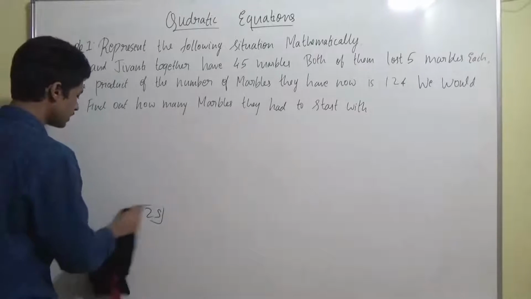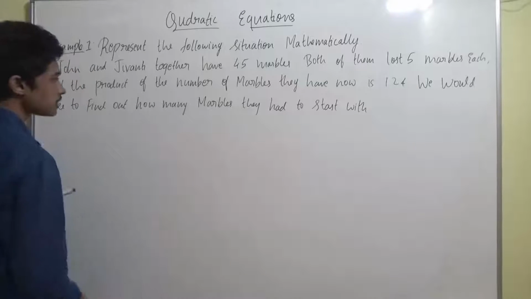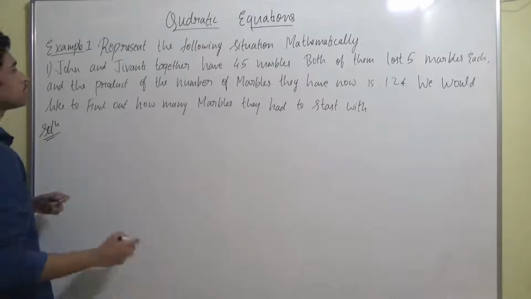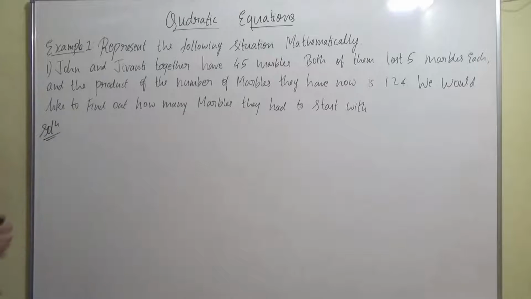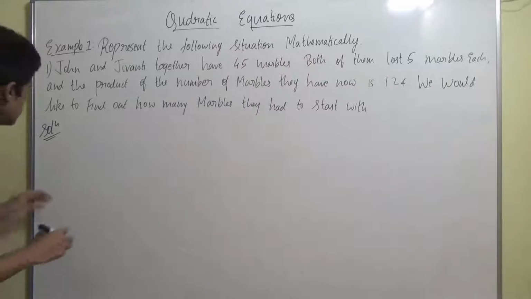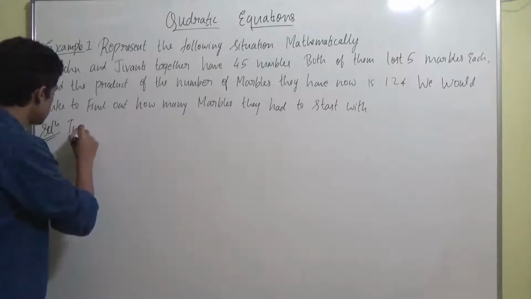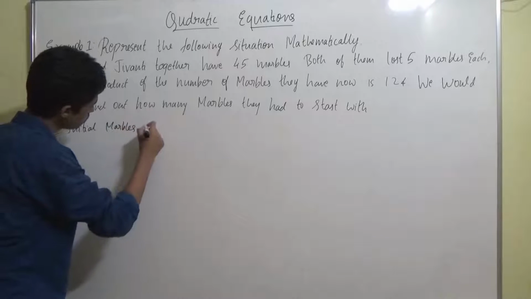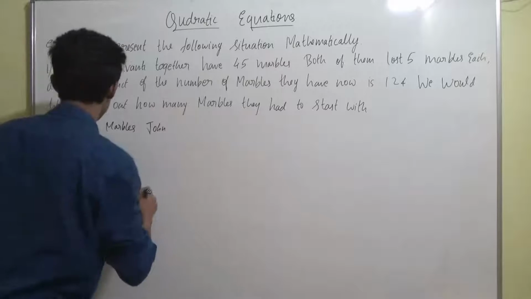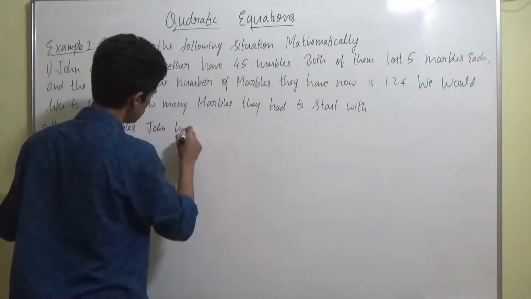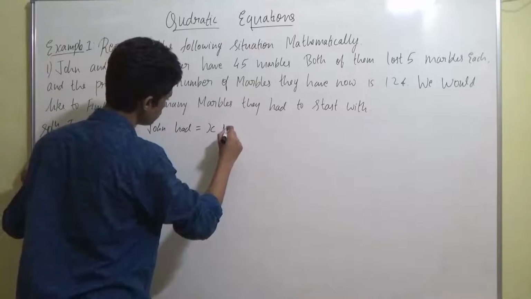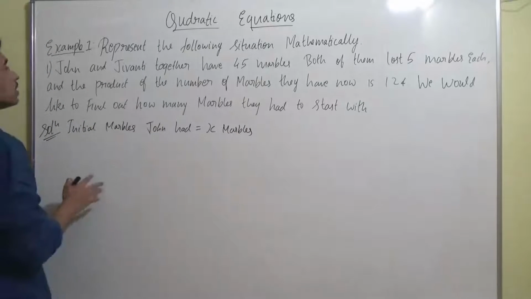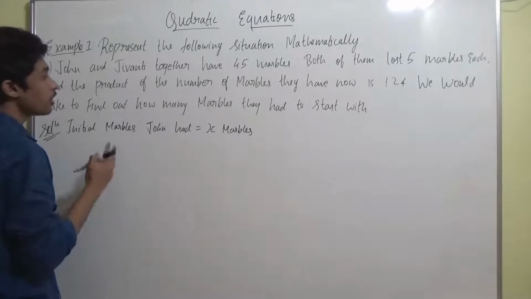Okay, first let's write down the conditions and the assumptions. So first step is assumption step, right? So first let's assume that the initial marbles which John had be equal to x marbles, and the initial marbles Jivanti had be 45 minus x.